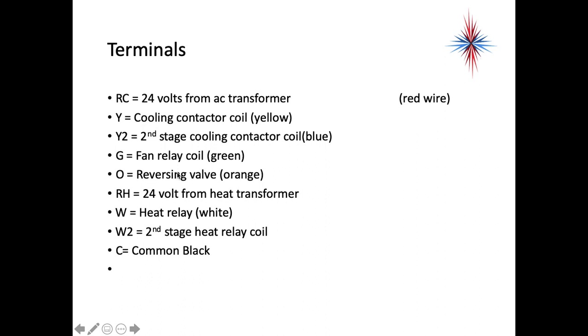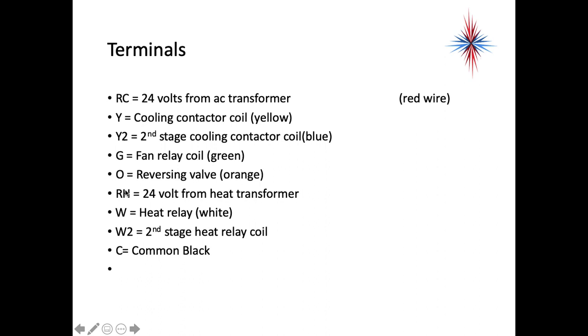O only is applied if you're using a heat pump. That's a reversing valve, and normally that's orange. RH could be 24 volts from a heating transformer if it's a separate transformer. W would be the heat relay. Most often a white wire is used. W2 is a second stage heat relay. Can use any other color wire. Just again, get the same color on both sides of the system. C stands for common, and that's normally black.